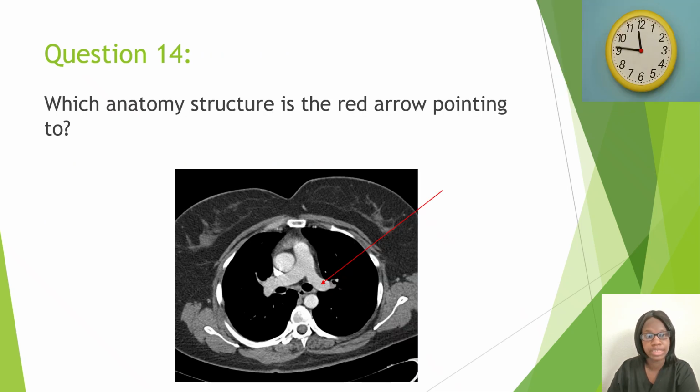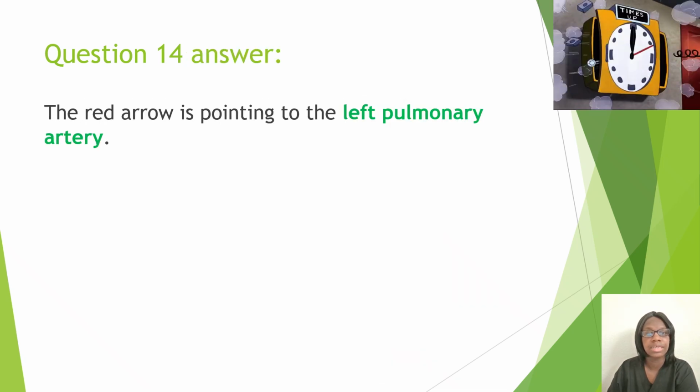For question 14, which anatomy structure is the red arrow pointing to? Okay, the correct answer is the left pulmonary artery.